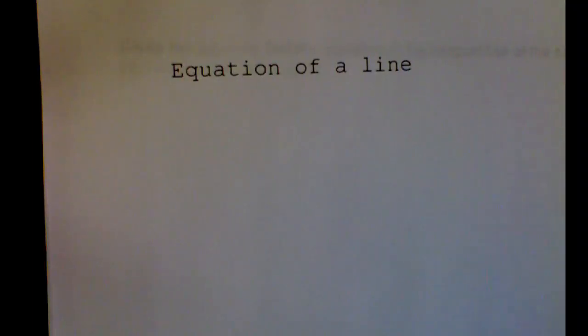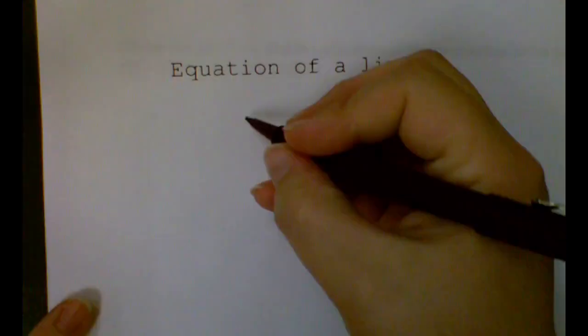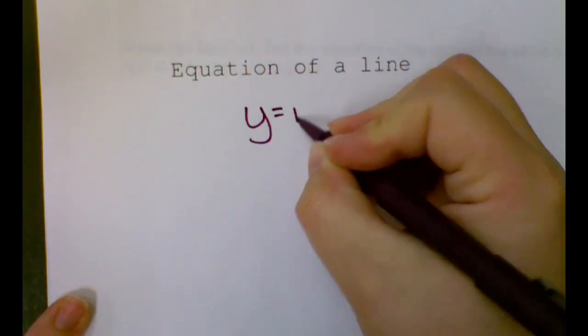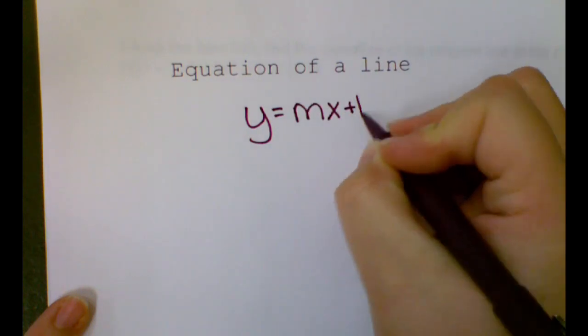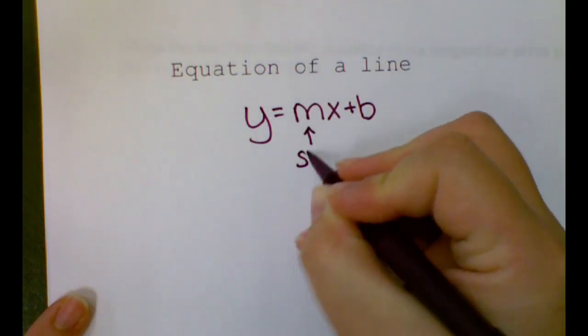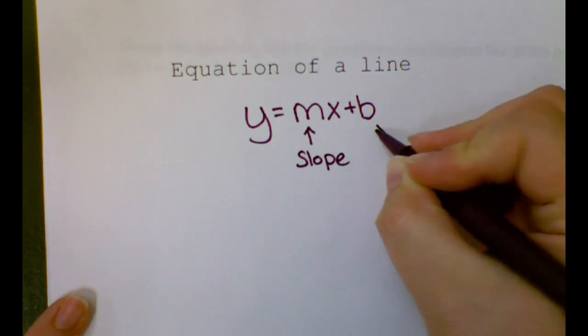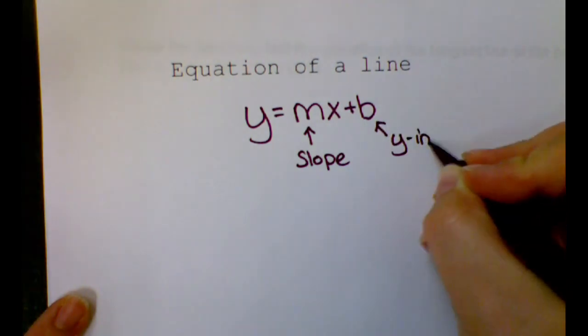All right, this is just a summary of the important stuff we need for 2.1 and 2.2. First of all is the equation of a line. Remember, slope-intercept form is y equals mx plus b, where m is the slope and b is the y-intercept.